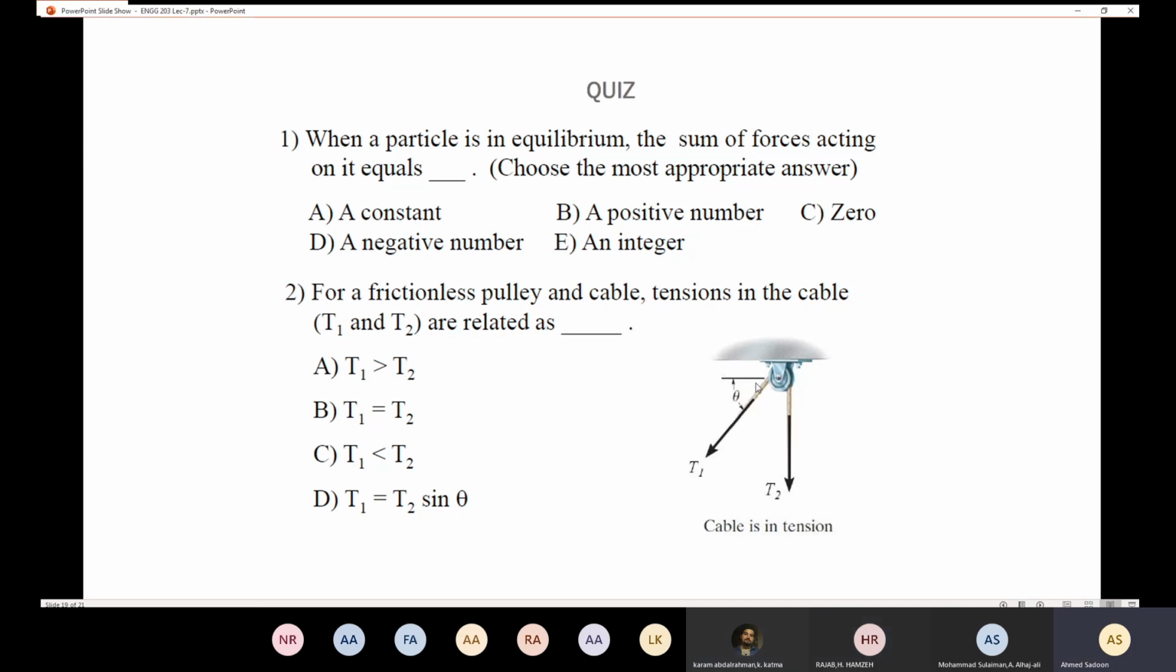Because here we ignore friction. If we didn't ignore the friction, that means some part of the force is going to be lost here, so you need to increase the force here in order to lift something.